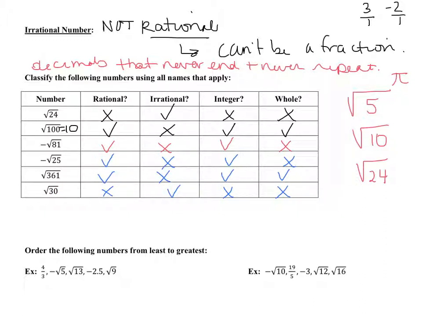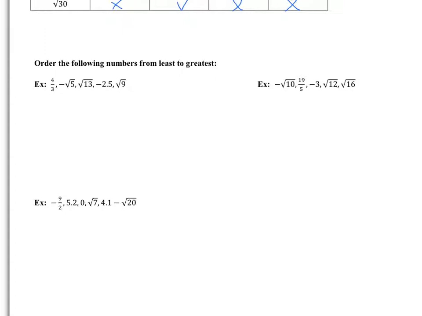automatically not everything else. So in order to order the following numbers from least to greatest, I'm first going to look at them as two different sets of numbers. I'm going to look at them as negative and positive. And I know that negative numbers are always smaller than positive numbers, so I'm just going to start with those. So I'm going to start with the negative square root of 5 and negative 2.5. And I'm going to picture this on a number line.